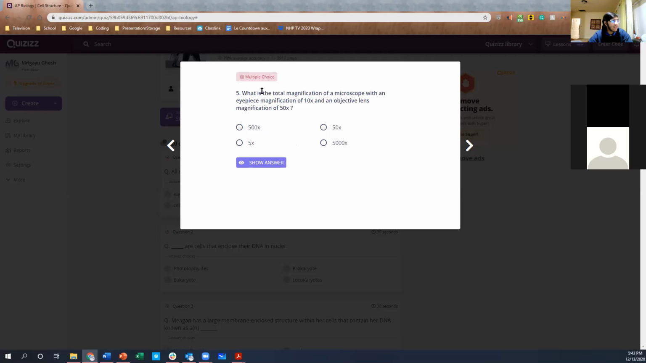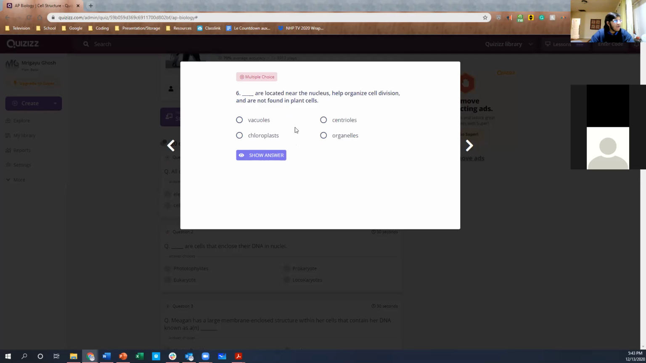What is the total magnification of a microscope with an eyepiece magnification of 10 times and an objective lens magnification of 50 times? So I'm not really sure, but I would think 500, right? What do you guys think? That's what I would assume. Okay. Makes the most sense. Yeah, it would make sense because it's 10 times and then you multiply that by 50.